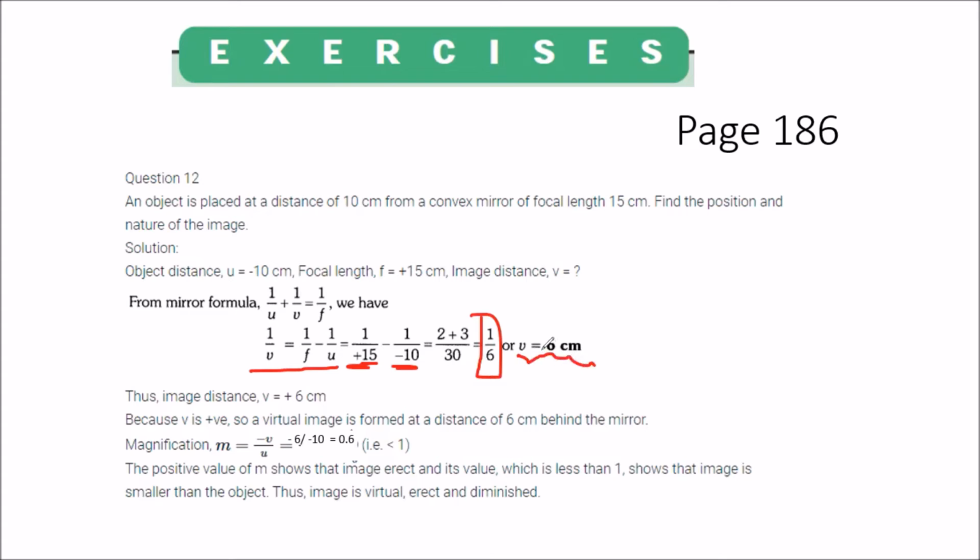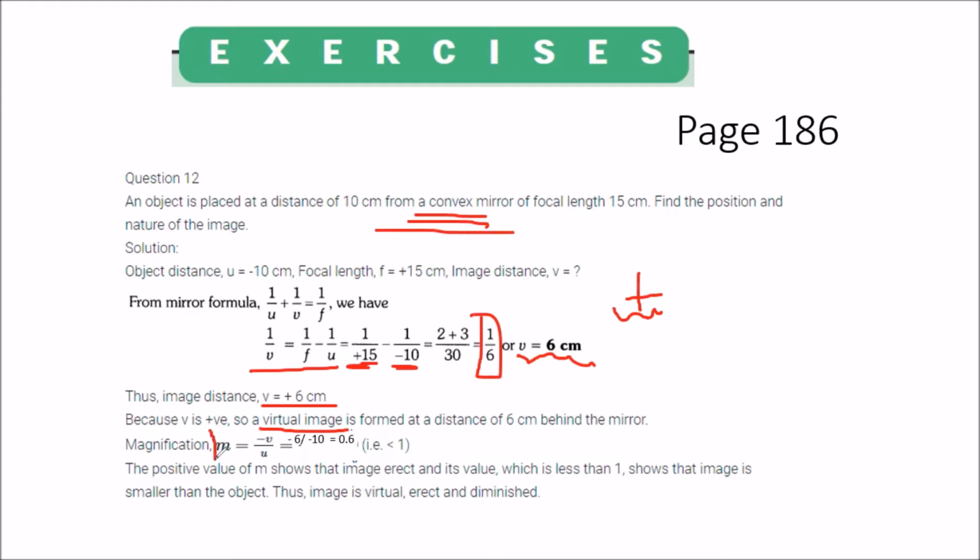So when I say v is equal to 6 centimeter, we are getting a positive value. Positive means it's formed on the right side. So from this also we understand that the image formed is a virtual image. Now we have to find out whether it's magnified or diminished. Although from our ray diagram we know that the image formed by a convex mirror is always going to be diminished, but let's prove it.